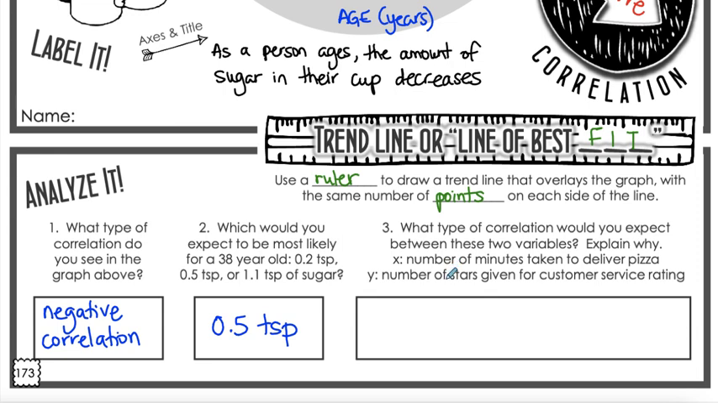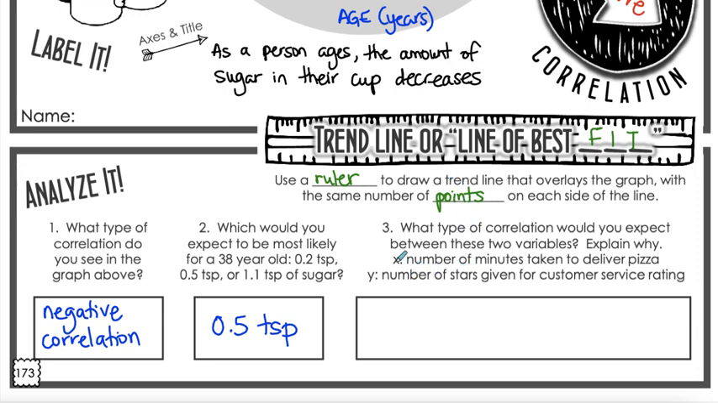Number 3 says, what type of correlation would you expect between these two variables, and explain why? And here are the two variables. X is the number of minutes taken to deliver pizza, and Y would be the number of stars given for customer service rating. Now, I don't know about you, but I prefer my pizza hot and steaming right from the oven. The cheese is nice and melted, it's ooey gooey, it's great, okay? And I'm not a huge fan of cold pizza, but I know some people are. So I would argue that this would have a negative correlation.